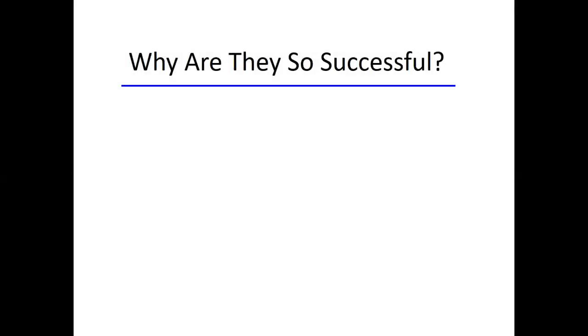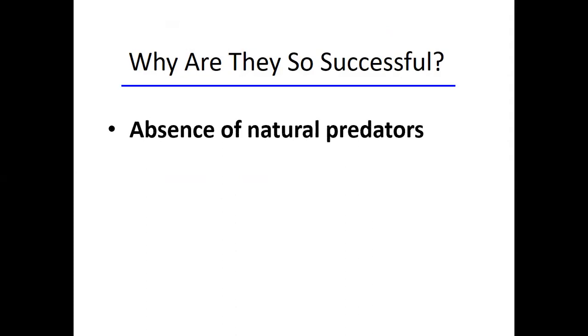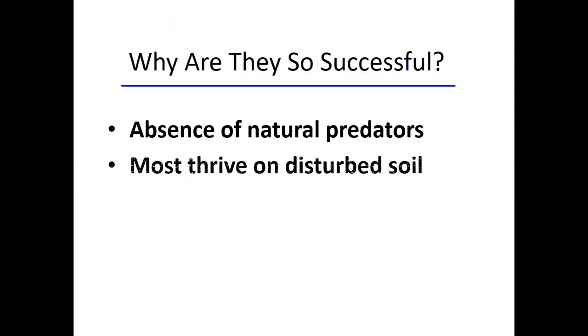Why are they so successful? Absence of natural predators. These invasive plants have evolved in areas over thousands and millions of years and have been in balance with the ecosystems in those areas. They have natural predators and parasites that keep them from growing out of control. But once they're removed from those places, the natural predators are no longer in existence.